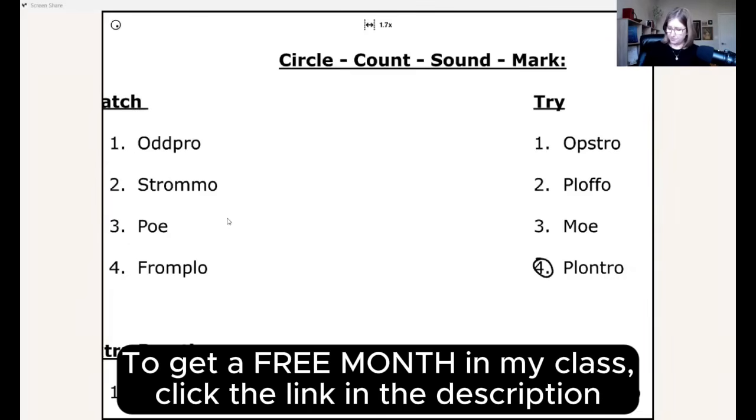Try this number 4. Make sure you pronounce that T. So this O would say ah, this O would say O, p, l, ah, n, t, o, plantro. Really just focus on articulating that TR. Plantro.